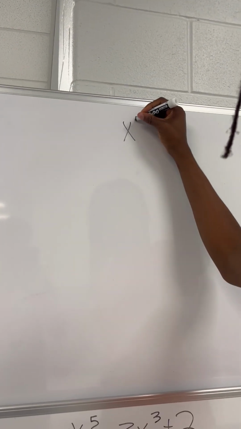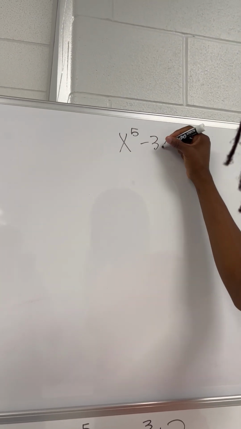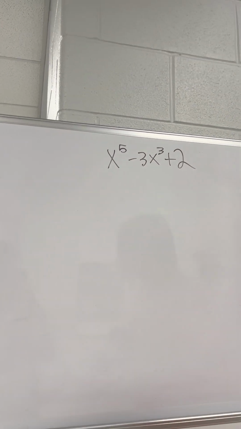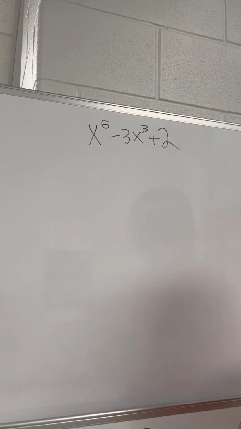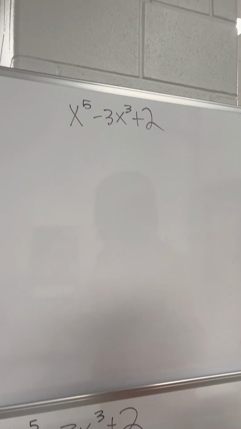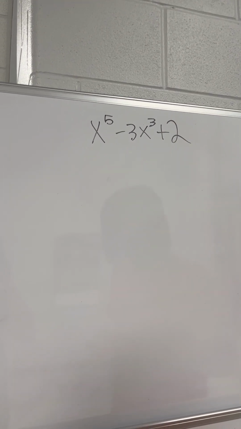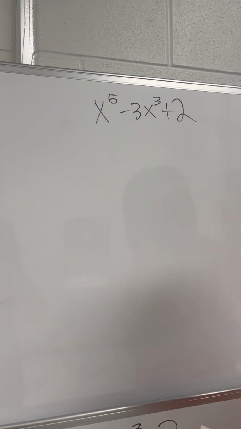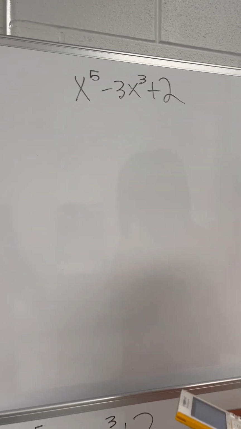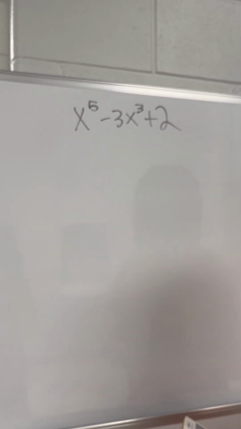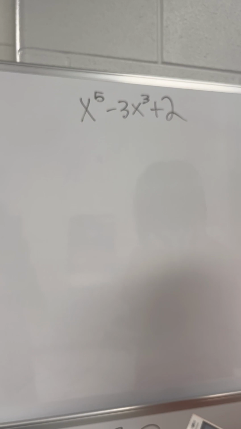All right. So first equation: x to the fifth power minus 3x to the third power plus 2. Now we're going to grab our calculator. Remember, if you don't have a calculator, you can also use Desmos. We're going to go to new document, no for unsaved, number 2 for graph, and now we're going to put in x to the fifth power minus 3x to the third power plus 2.